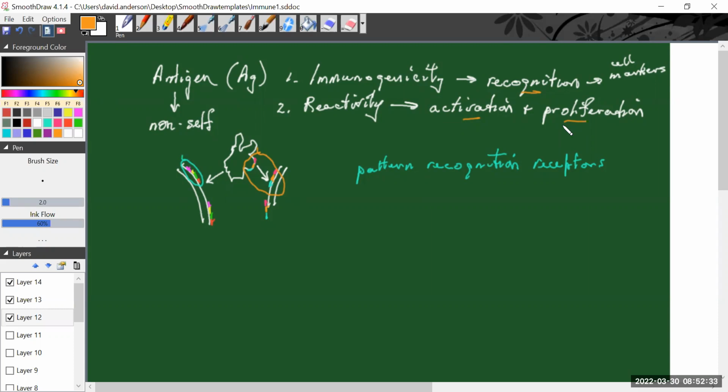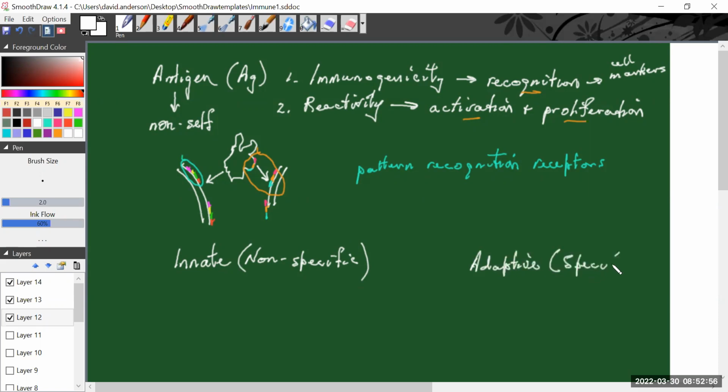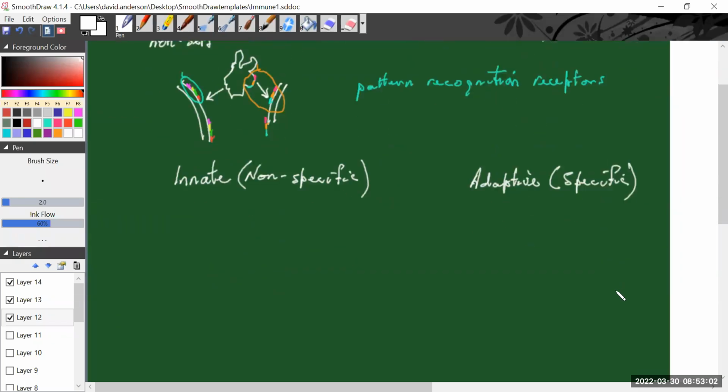So we divide the immune system loosely into what's called innate, and sometimes we say that's non-specific immunity, and then we have adaptive, which is going to be specific immunity. So we're going to talk about innate immunity. And when we talk about innate immunity, it refers to the type of immunity that you're kind of born with.